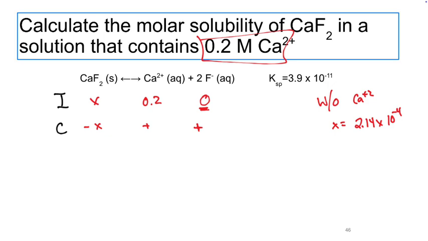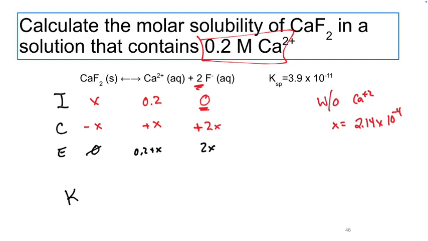How much does my calcium ion increase by? X. How much does my fluoride ion increase by? 2x, because we're taking into consideration that factor. What's our equilibrium concentration? Our equilibrium concentration of our calcium fluoride will be 0. The calcium ion is 0.2 plus x, and then 2x.